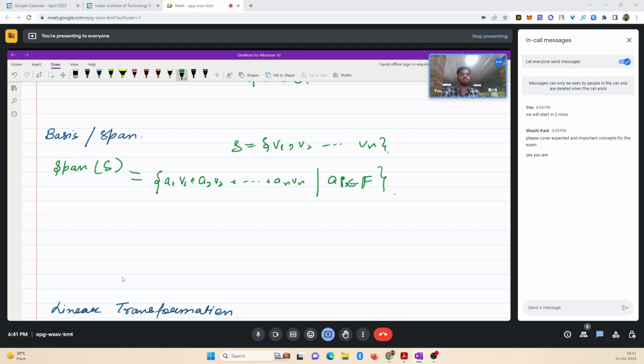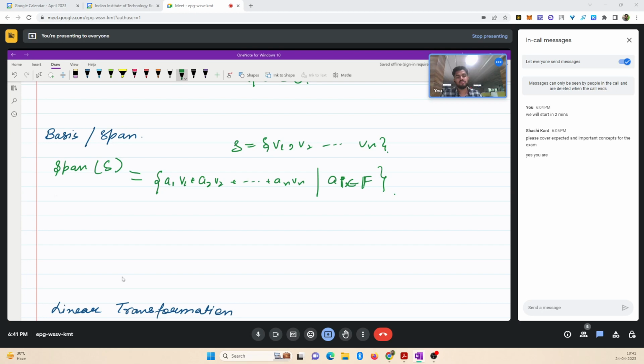So what I mean is, if you have some set of vectors v1, v2, vn, then you take all the linear combinations possible of these vectors, and you put them in a set. That particular set would be called span of S.